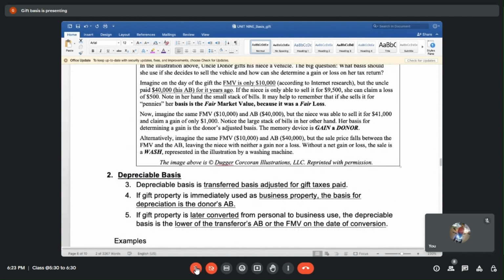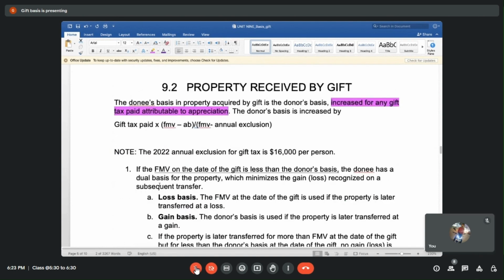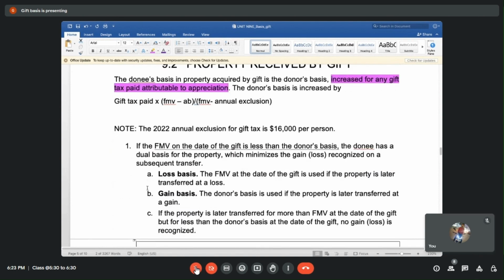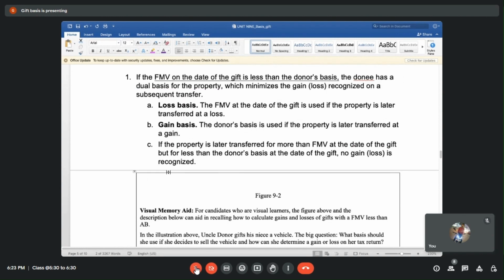I don't know why they have not put it here, but there should be something that talks about what value to take. It says when FMV is less than the donor's basis, but in our case it's higher.